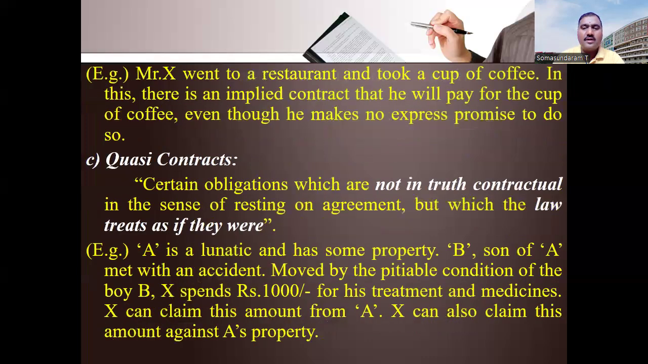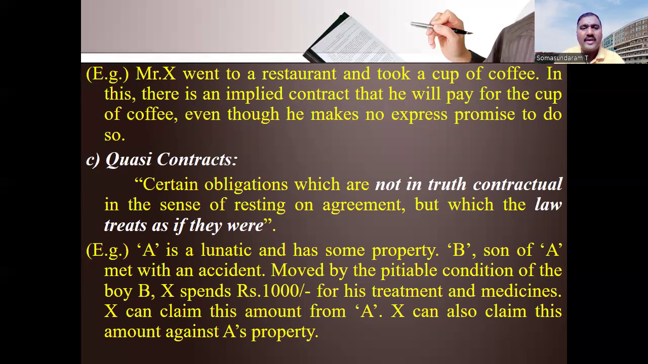Then the third one is called a quasi contract. A quasi contract is a special kind of contract where you are not engaged as per the mandatory regulations. It means that even though there is no contract between you and the other party, no contract exists, the situation or the event that has happened makes us follow it.